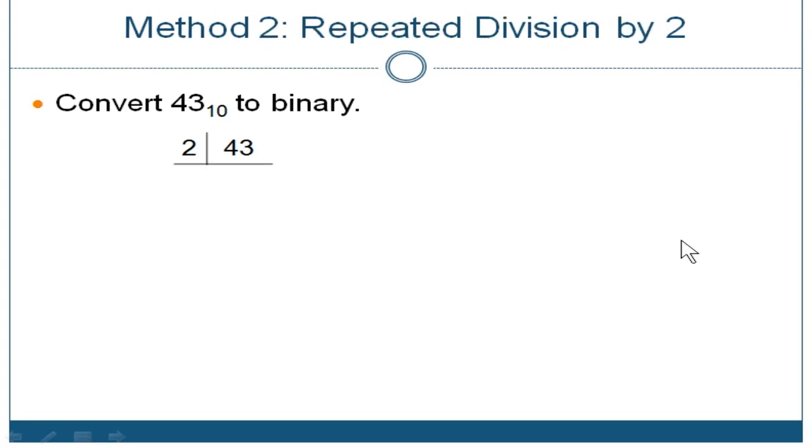The second method is repeated division by 2. You have to take the numbers. We are taking the same example, 43. You have to keep on dividing repeatedly by 2 till the quotient becomes 0. So what you have to do is repeatedly divide the numbers.